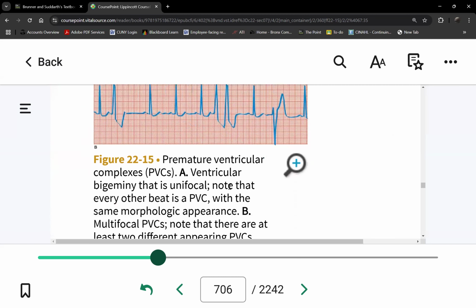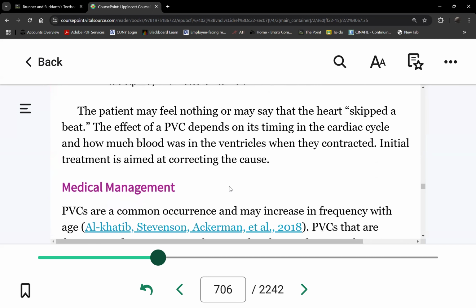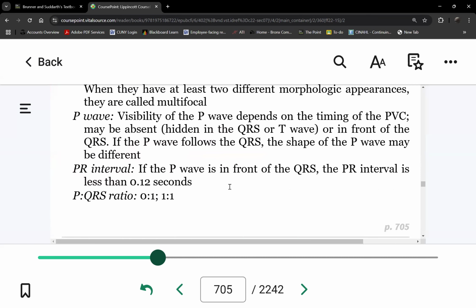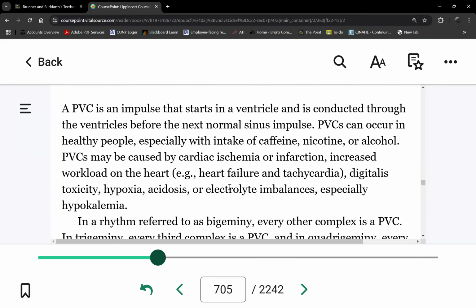Ventricular tachycardia, VTAC. We'll look at a picture of a VTAC later. You'll see it clearer. And because of PVCs, again, the causes are here. Look at the causes: coffee, alcohol, nicotine.